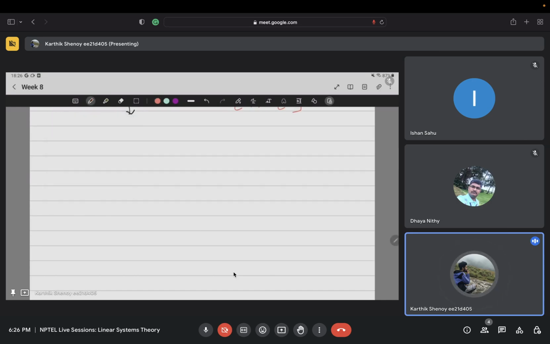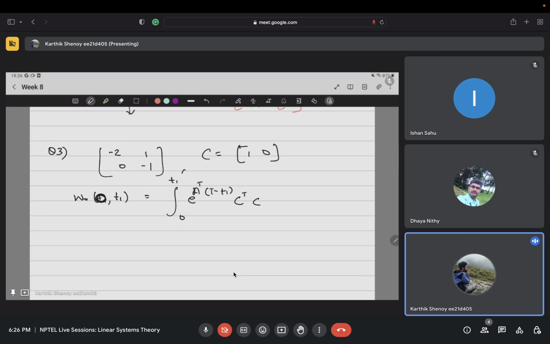Now let's compute the Gramian. I'm giving a different system, A is -2 1 0 -1, and C is the same as 1 0. We'll see how to do that using MATLAB also, but for understanding, I'm taking T0 to be 0 and T1 to be T1. I'll tend it to infinity later on. So the integral from 0 to T1 of e raised to A transpose (tau minus T1) C transpose C e raised to A (tau minus T1) d tau.